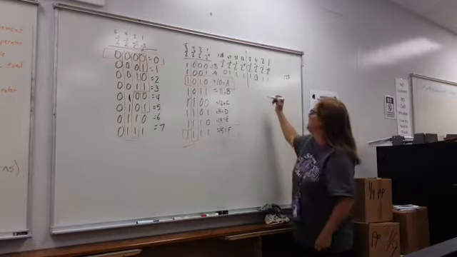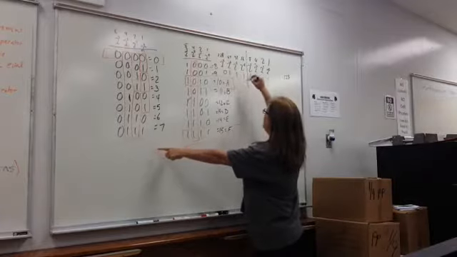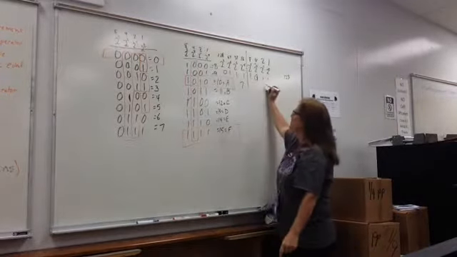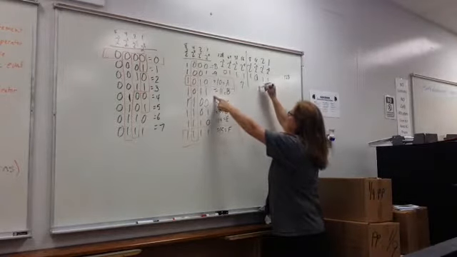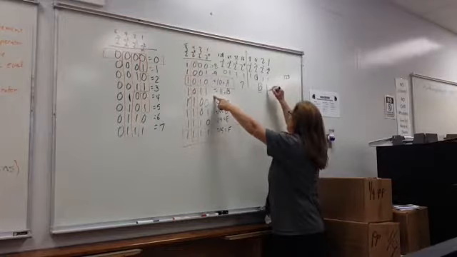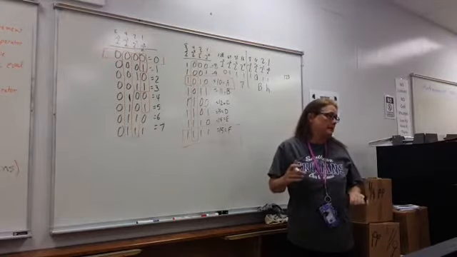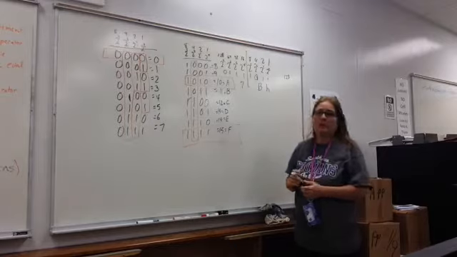All right, so I look on my chart. 0, 1, 1, 1 is 7. It's right here. And then 1, 0, 1, 1 is 11, which is B. So I would write that as hex: 7B hex. See how I did that conversion? Okay?